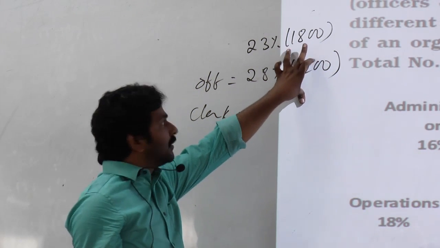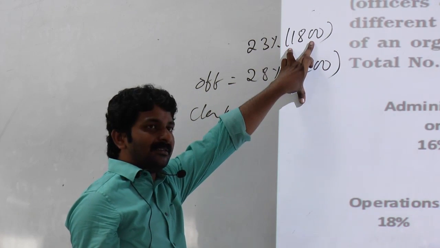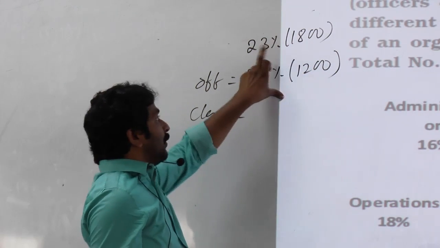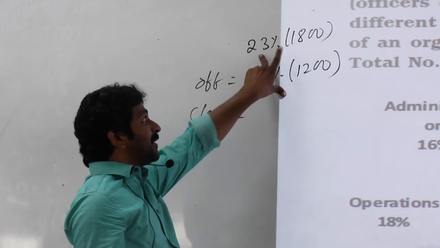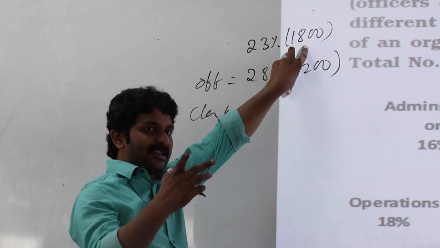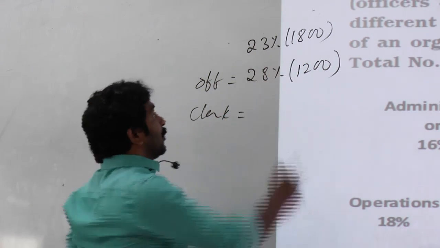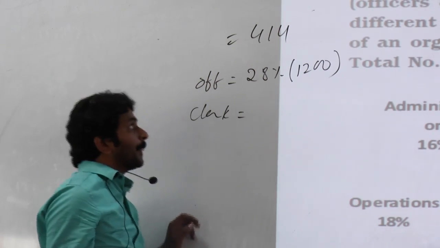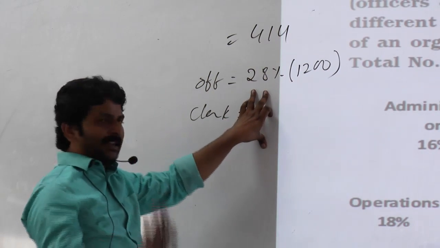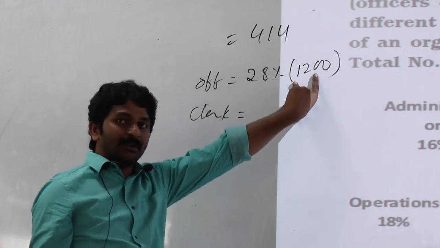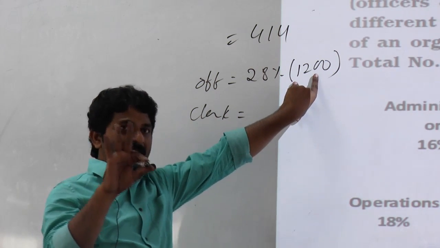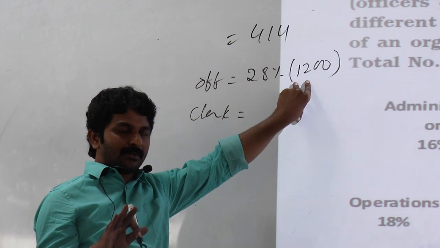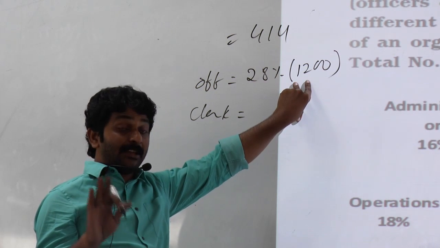Okay. What is 10%? 180. 20%? 360. Just remember. 1% 18. 3% 54. 360 plus 54, 414. Together it is 414. 28%. 30% minus 2%. 10%? 120. 30%? 360. 2% 24. 360 minus 24, 334.